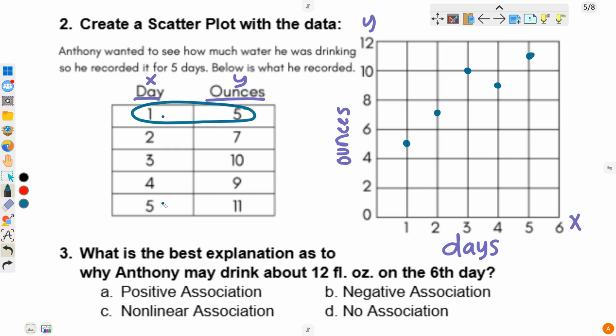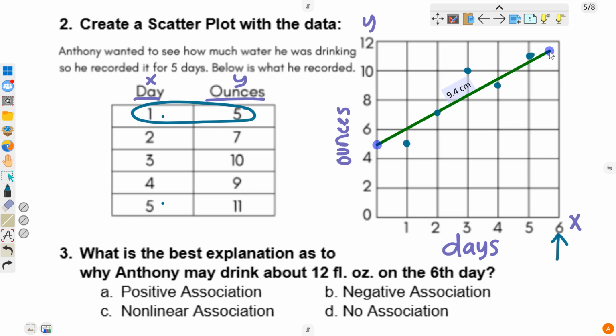Okay? So now the question says, what is the best explanation to why Anthony may drink about 12 fluid ounces on the 6th day? Okay? So we're talking about what would happen here on the 6th day. All right? Well, if we look at our data, the points that we plotted, I see a trend. Do you see a trend? What's happening? We're going up, right? Everybody see that?